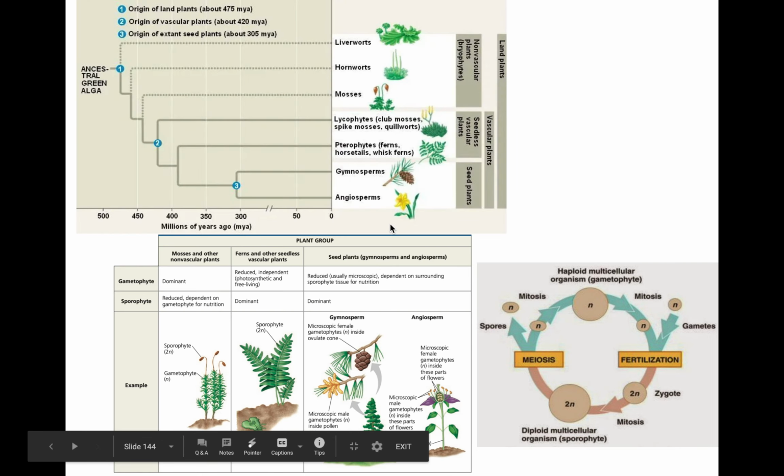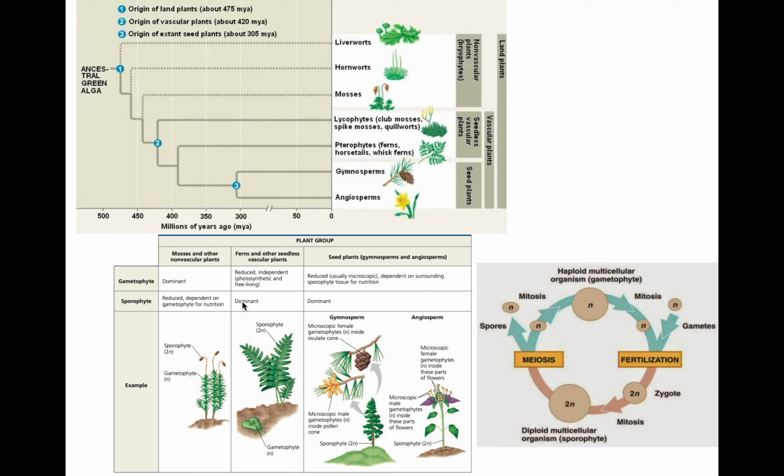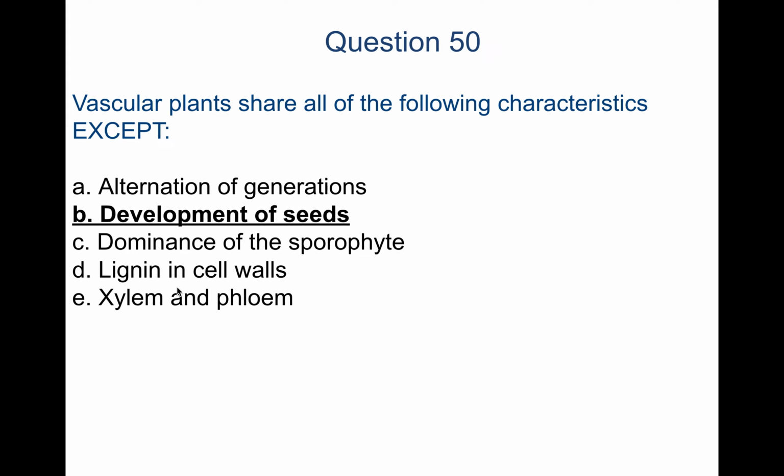Dominant sporophyte is something that you find in vascular plants. So in these seedless vascular plants, you have the sporophyte generation that's dominant, as well as in the seeded plants. When you get into the non-vascular plants, it's more of the gametophyte generation that's actually dominant.